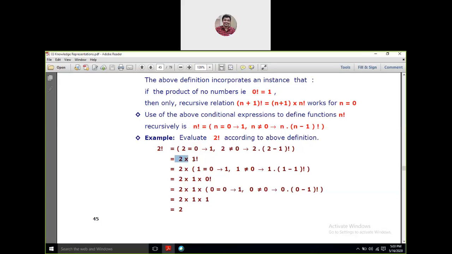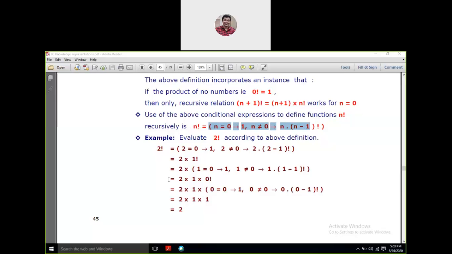Now I'll be forgetting this part. I'll be writing this as we wrote 2 factorial by applying this formula. Right. So I'll be writing this as 1 equal to 0 implies 1 and 1 not equal to 0 implies 1 into 1 minus 1 factorial, right?